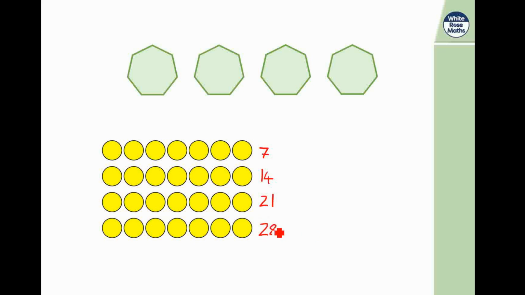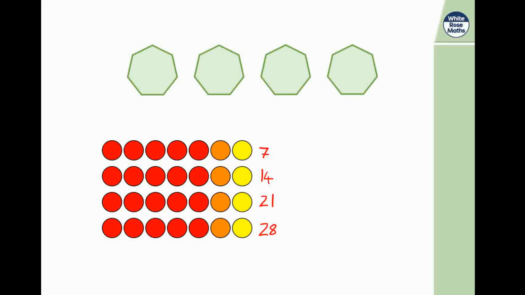28. Okay. They've turned them all red. I'm not sure why, but let's see. Wait, we're just doing 4 times 7. Right. So that makes 28, as we said.